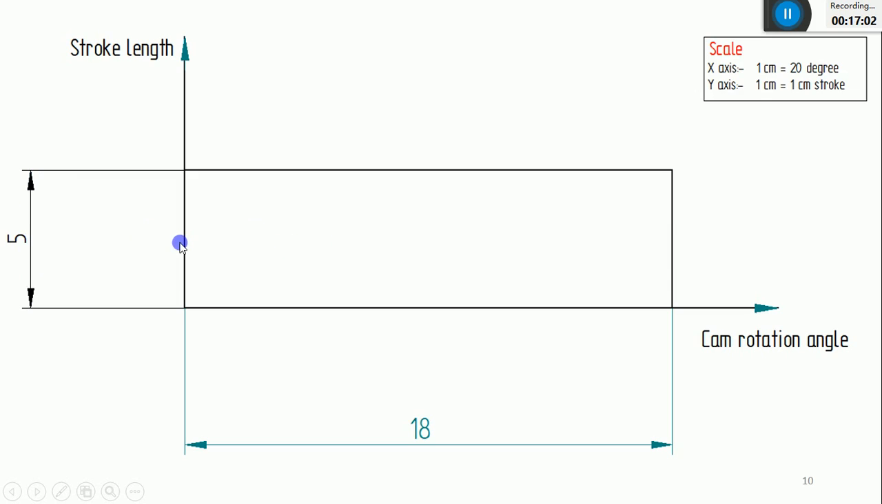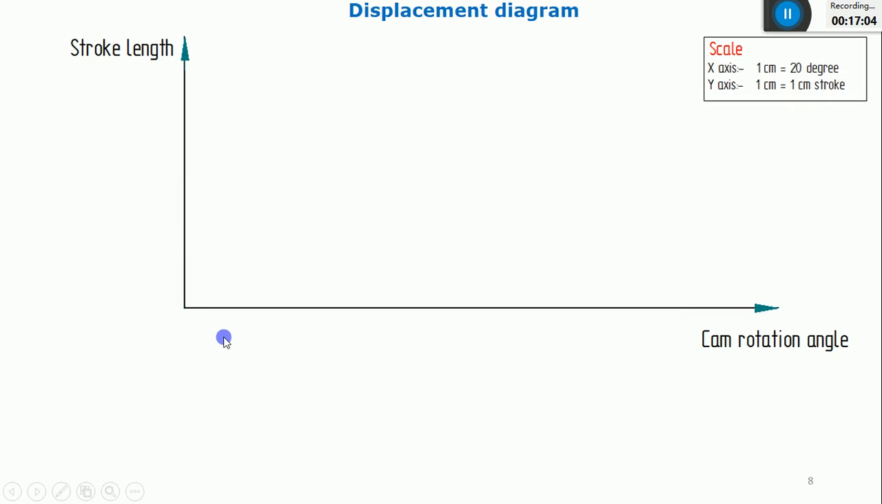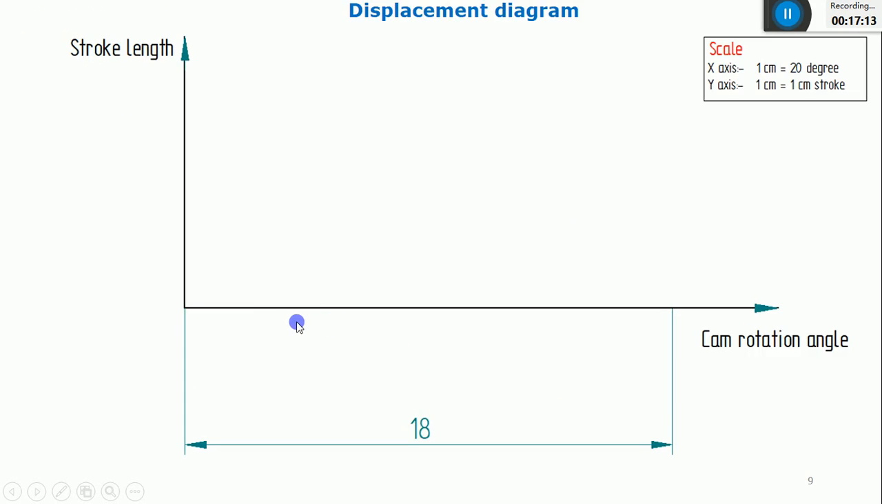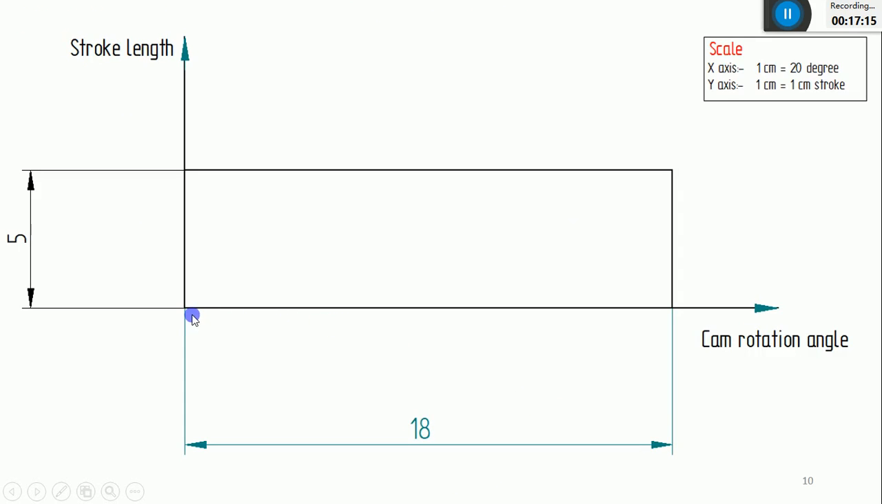And after that, I need to indicate the first angle. What is the first angle? So please remember this: 90, 30, 60, 180. Okay, 90, 30, 60, 180. So first, I need to indicate the outstroke angle, that is 90. As per the scale, 90 by 20 becomes 4.5 centimeters. So first, I'll mark 4.5 centimeters out of the total 18 centimeters. This corresponds to the outstroke angle with simple harmonic motion, that is 90 degrees.